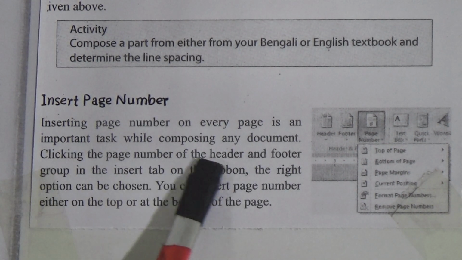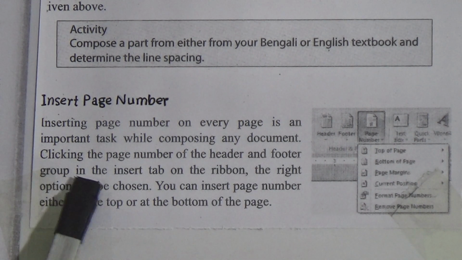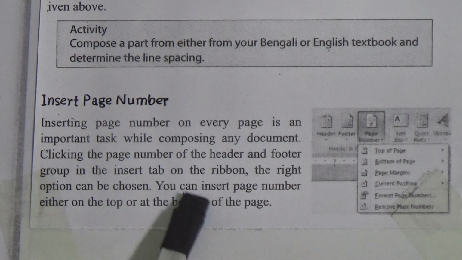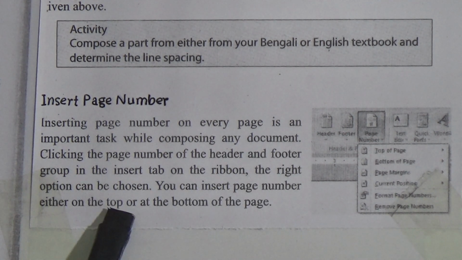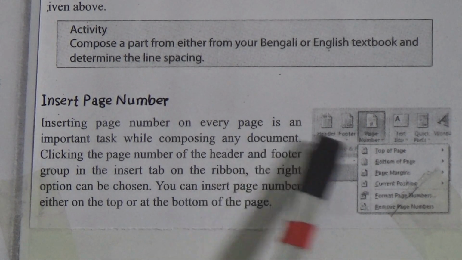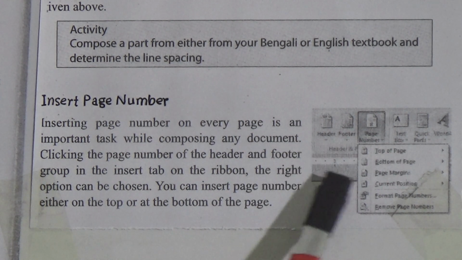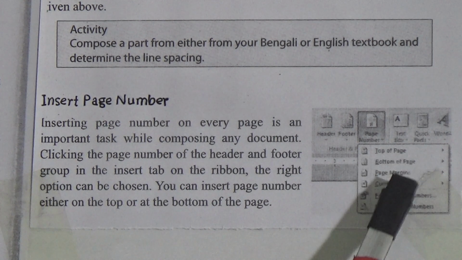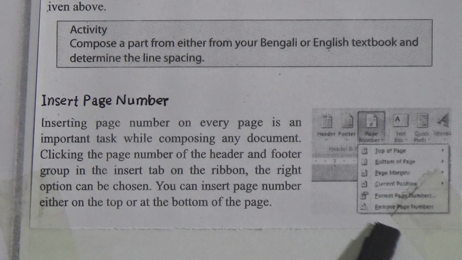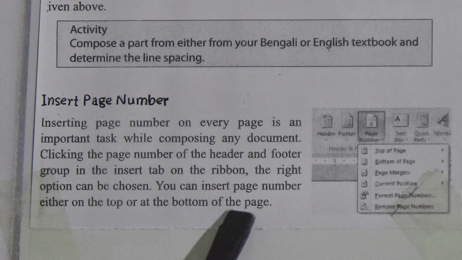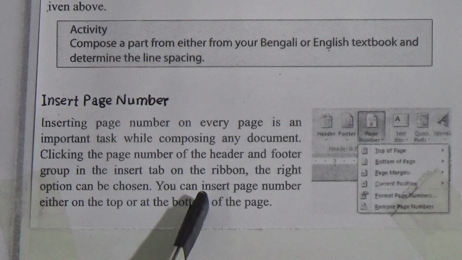Clicking the page number of the header and footer group in the insert tab on the ribbon, the right option can be chosen. You can insert page number either on the top or at the bottom of the page. Here, when you select the header and footer option, then page number will also arrive, and you can select whether you want to put the page number at the bottom of the page or at the top of the page.